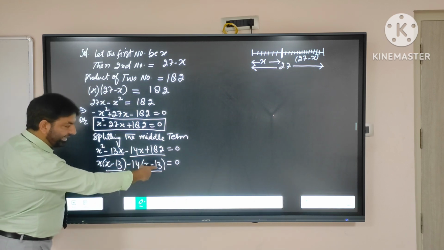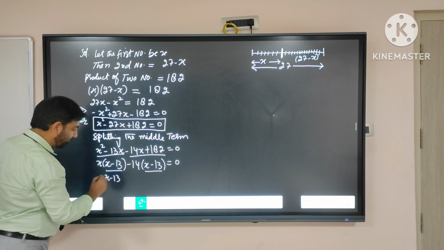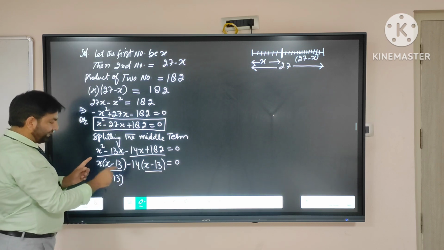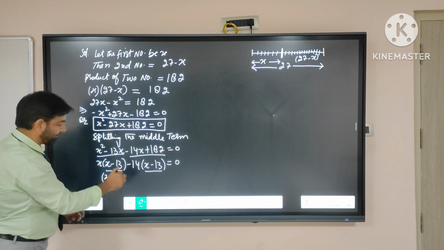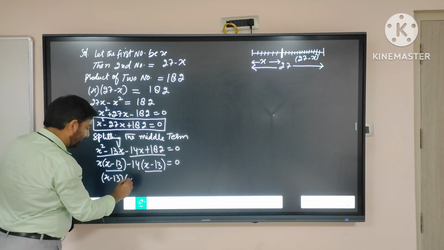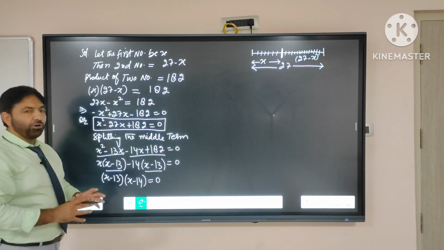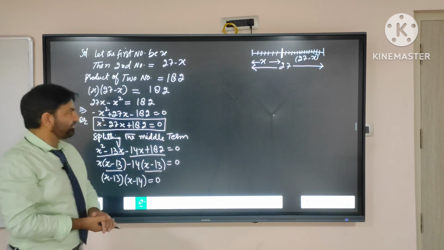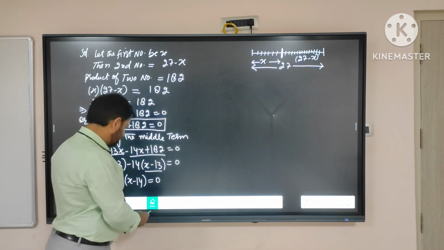Now I will again take common these terms. x minus 13, x minus 13 is similar, so I will write x minus 13 one time. Then what is left is this x and minus 14. So I will write it in another bracket: x minus 14 is equal to 0. Now I have factorized this quadratic equation. So let's move ahead.